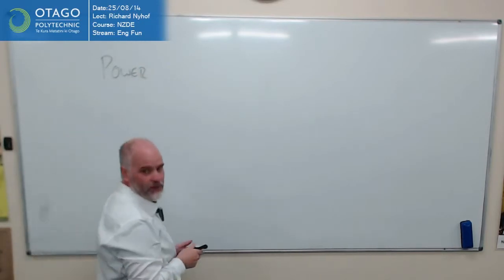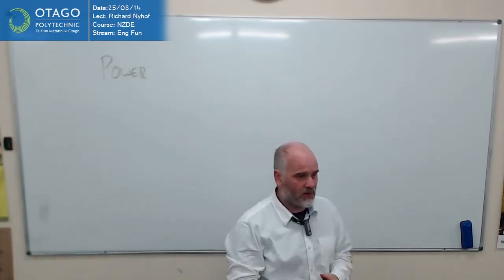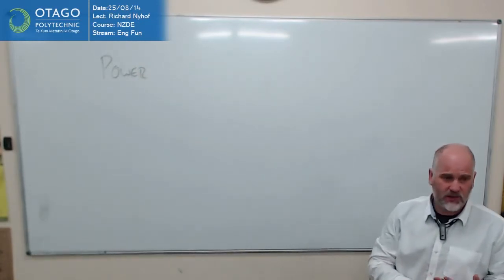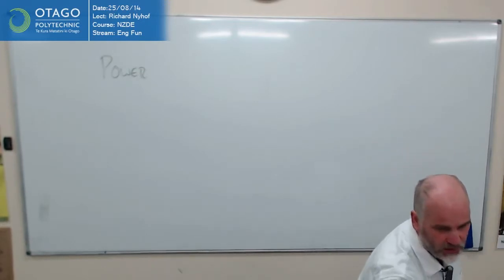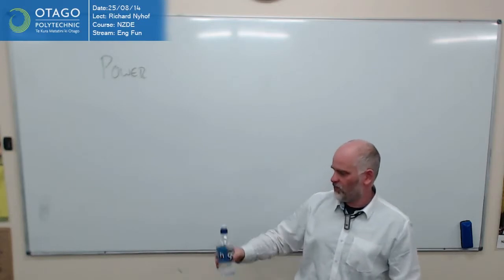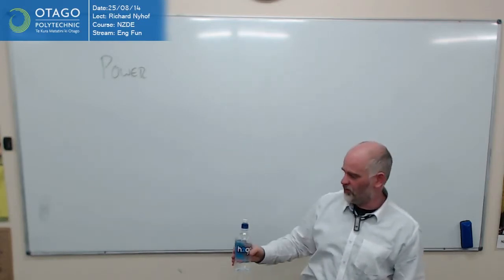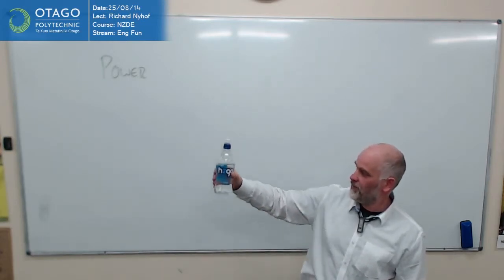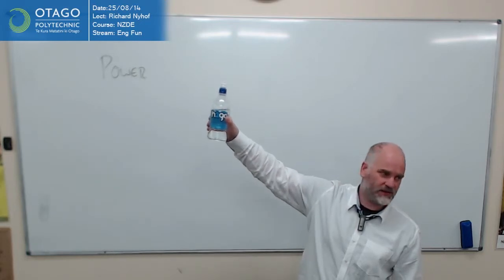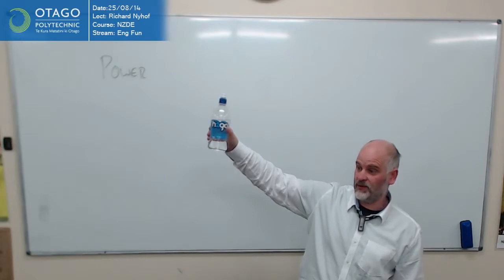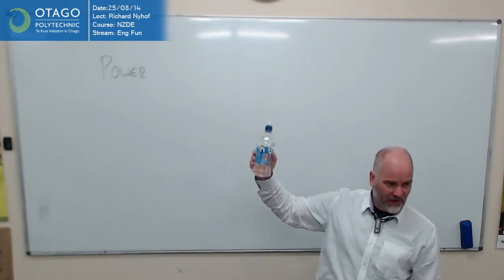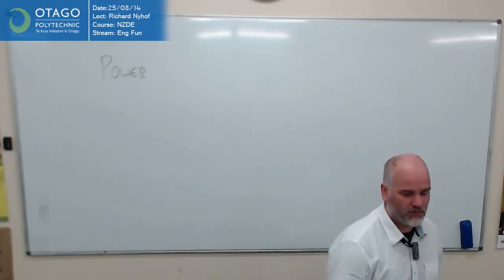So power is something we need to worry about here. Power is the rate of doing work. I can do exactly the same amount of work: I can lift my bottle from here to here, or I can lift my bottle from here to here. I've done exactly the same amount of work, but one of them I did a lot faster than the other one. And the measure of how fast you do work is what we refer to as power.